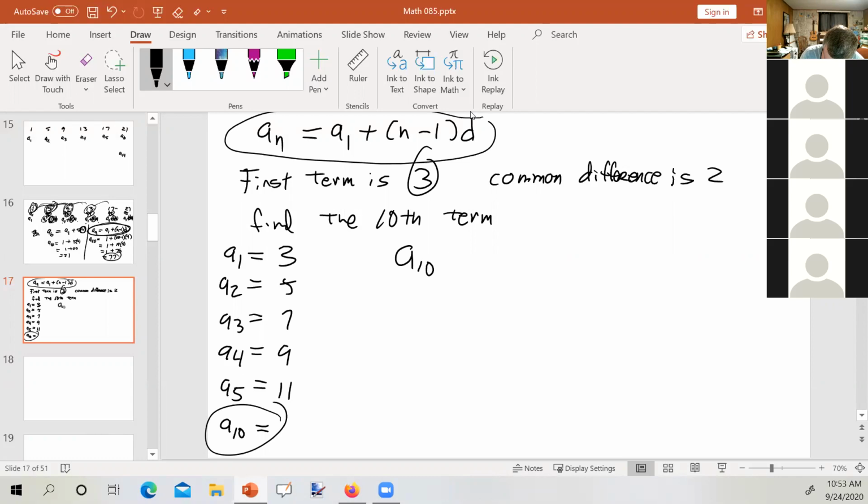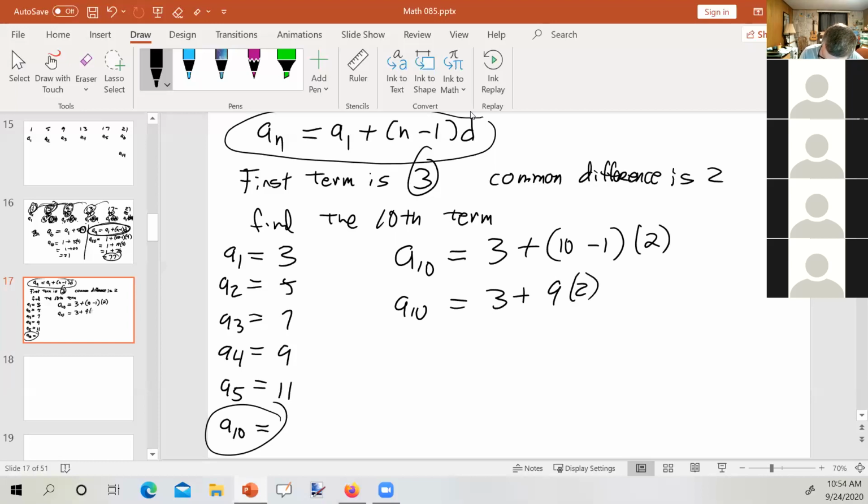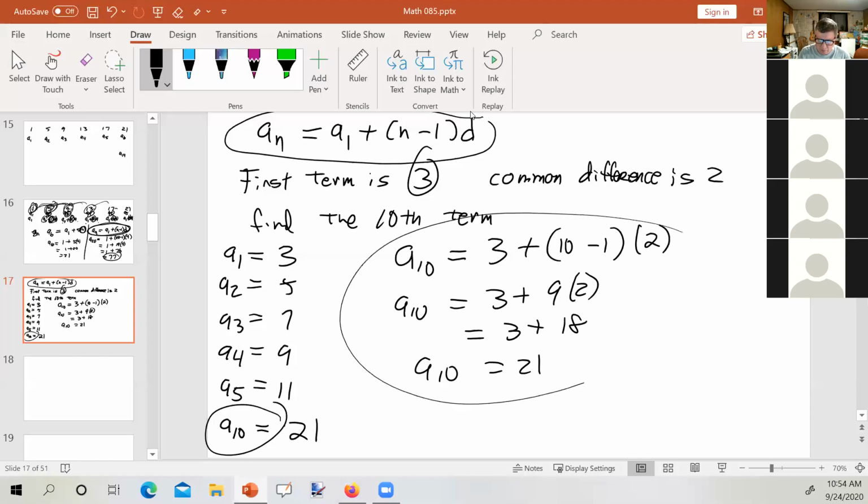So a sub 10 equals a sub 1, which is 3, plus n minus 1. In this case, n is 10. So 10 minus 1 times the common difference, which is 2. Are there any questions as to where I got those numbers before I finish this? Okay, so a sub 10 equals 3 plus 10 minus 1 is 9 times 2, which is 3 plus 18, which is 21. So a sub 10 is 21. Any questions about that? And again, you're probably thinking it would have been faster to just go 11, 13, 15, 17. But I could ask you a sub whatever, and you wouldn't want to sit there and have to do it one at a time. So you want to be able to use this formula.